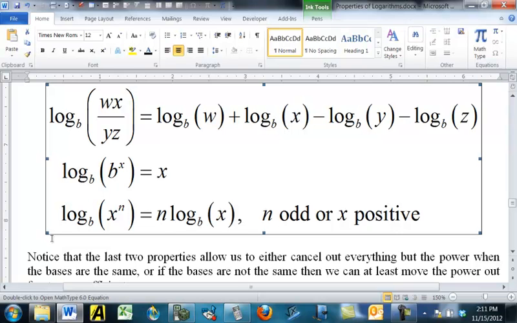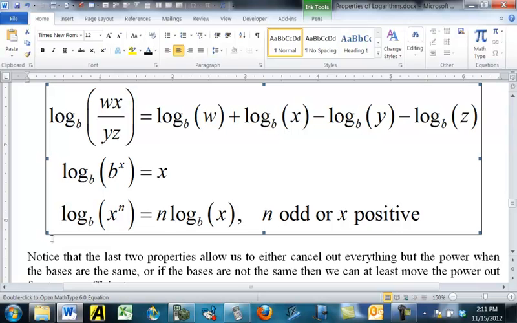So you use this when the base b and the base of x are different. But if they're the same, you can use the middle property: log base b of b to the x is just x. And then we use our property that says if we've got a bunch of things multiplied together, maybe with a division, in a logarithm, we can rewrite that as a whole bunch of different logarithms.